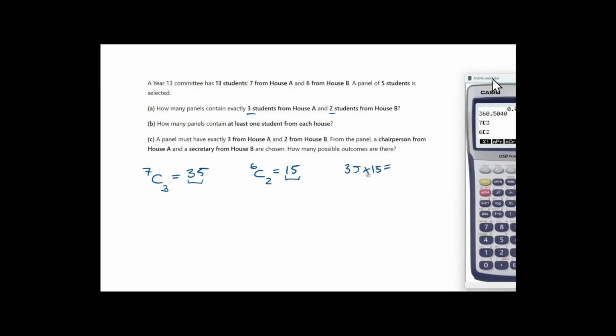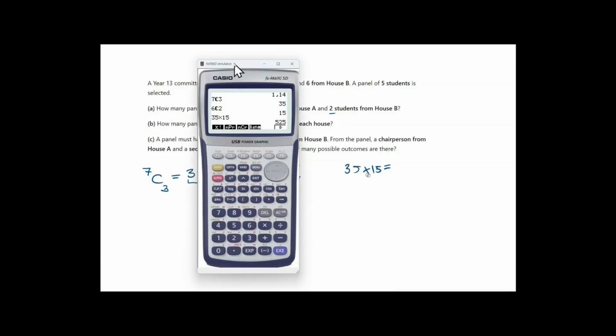Now, do we add them or multiply them? No, we multiply them because they're independent events. 35 times 15, so the total number is going to be 35 times 15, which is going to be a number. So there are going to be 525 different ways of doing that. 525.